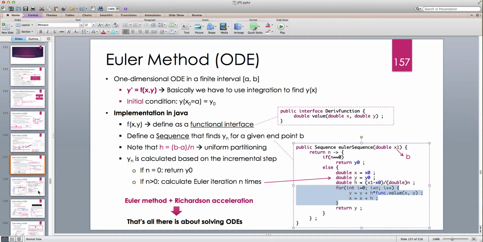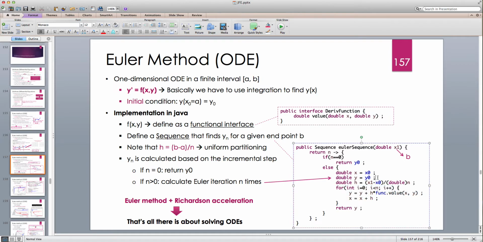And then we said that the beauty here is that this becomes a general approach. So instead of having Euler sequence, we can have Runge-Kutta sequence, we can have midpoint sequence, we can have Cash-Karp sequence, whatever. The only thing that changes is this for loop, the way we generate the yn sequence. That's the only thing that changes in our implementation in Java.